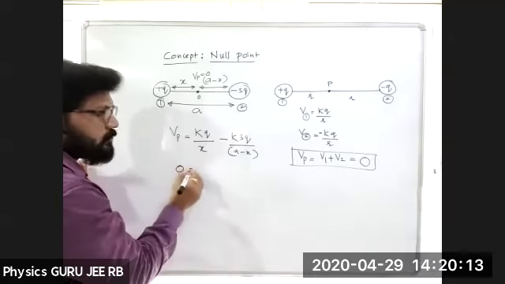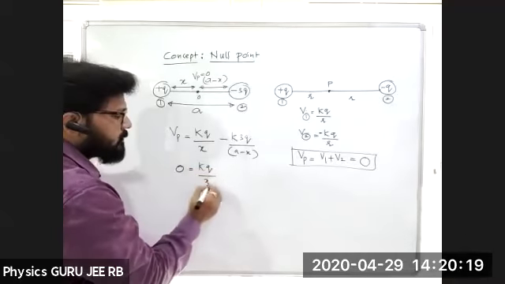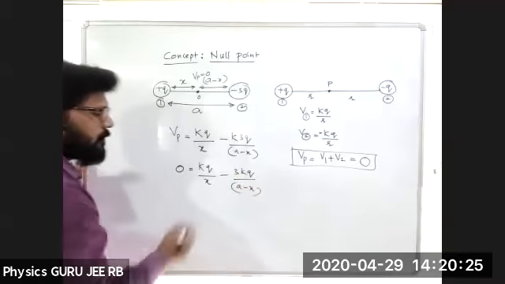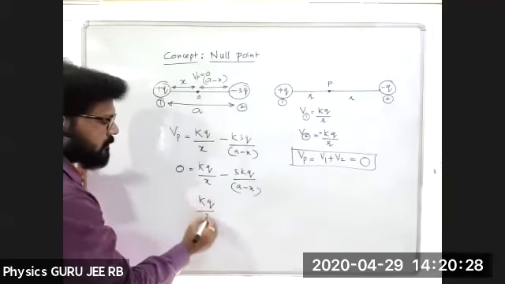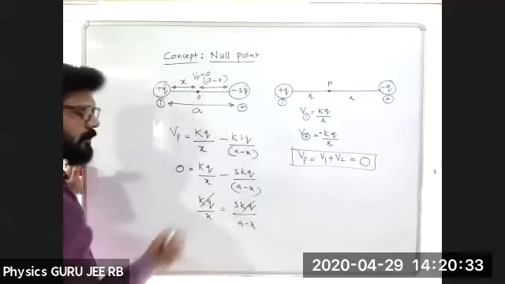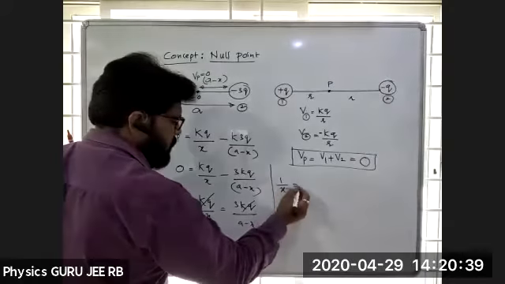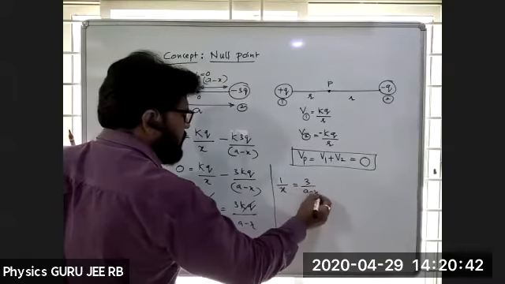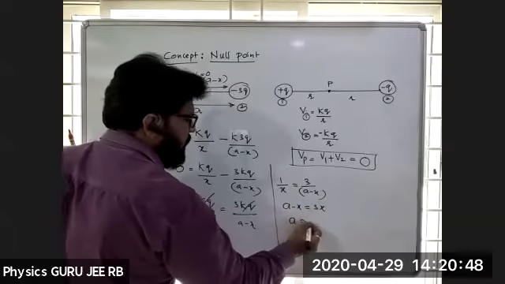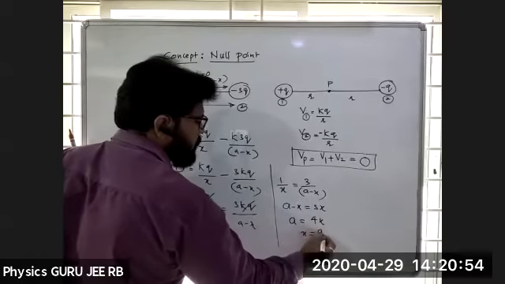So then 0 is equal to kq divided by x minus 3kq divided by a minus x. Now kq by x is equal to 3kq by a minus x. So kq will cancel. What I can get from here is 1 by x equals 3 by a minus x. Just cross multiplication: a minus x is equal to 3x, or a is equal to 4x, or x equals a by 4.